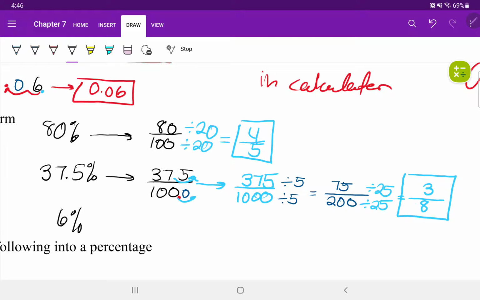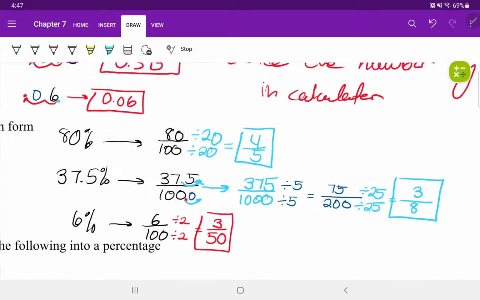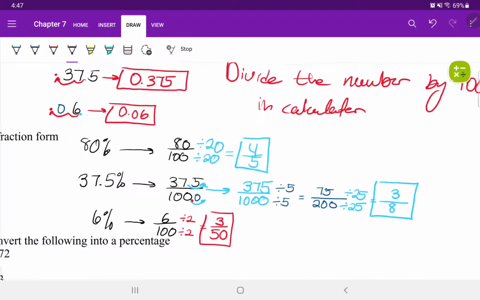Last but not least, 6%. 6 over 100. Because both 6 and 100 are even numbers, they both have a greatest common factor of 2. So divide 2 from the top and from the bottom. 6 divided by 2 is 3. 100 divided by 2 is 50. And that fraction can't be reduced any further. So that is how we convert our percent into both fractions and decimals.